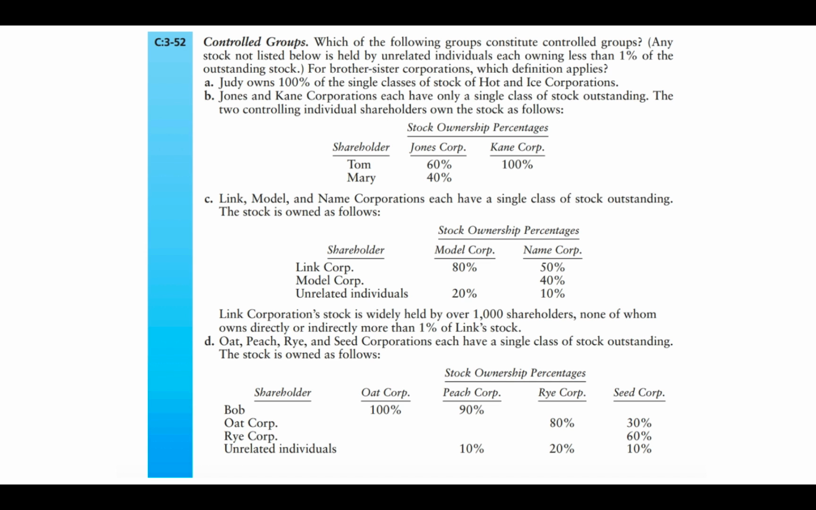All right, next we're going to go to D. And under D, we have Oat, Peach, Rye, and Seed corporations, each having a single class of stock outstanding. It's owned as follows. We have Bob, who is an individual. Oat, Rye, Peach, and Seed are all corporations. And then we have some unrelated individuals owning 10% of Peach, 20% of Rye, and 10% of Seed. Since these people are all unrelated, I disregarded the percentages attributable to the unrelated individuals.